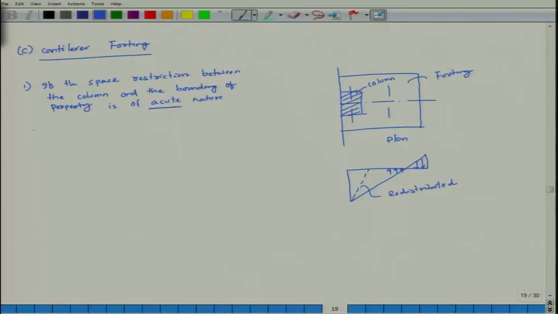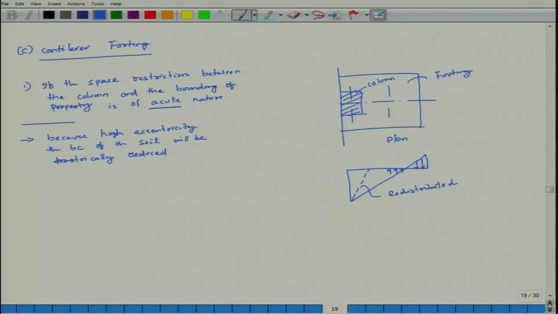That is your case 1. What will happen from this? Because of high eccentricity, the bearing capacity of soil will be drastically reduced, and settlement increased.